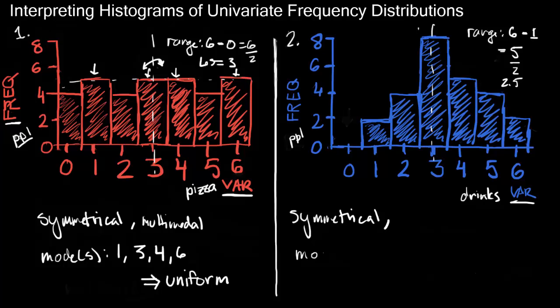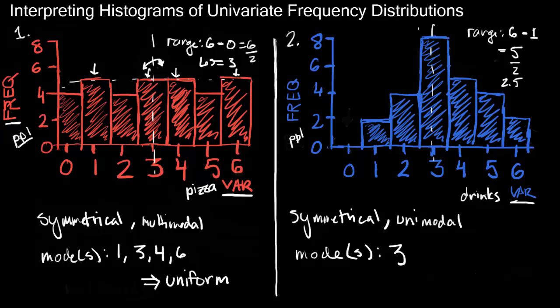And how about our mode? Our mode here is pretty clear, right? We've got a clear tallest bar. The mode occurs at, well, let's call this modes, well, we only have 1. Our mode occurs at 3 with a frequency of 8. Okay? So this sort of distribution, where it only has 1 mode, is called symmetrical and unimodal.